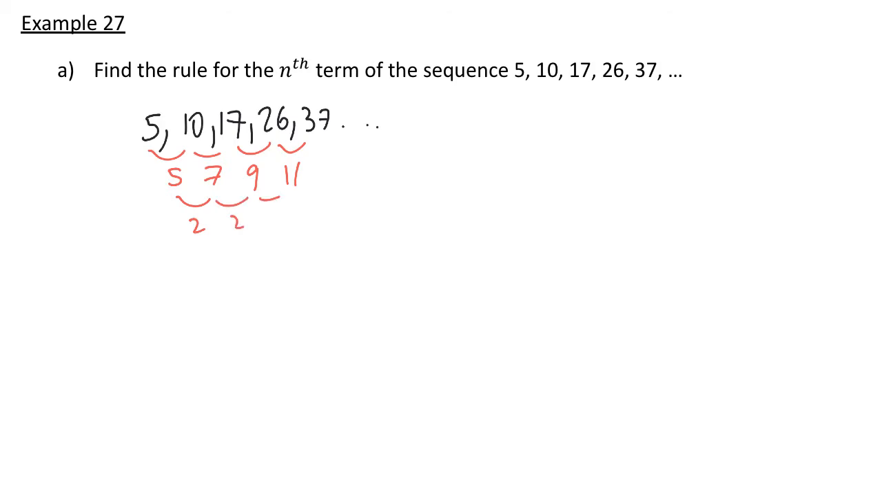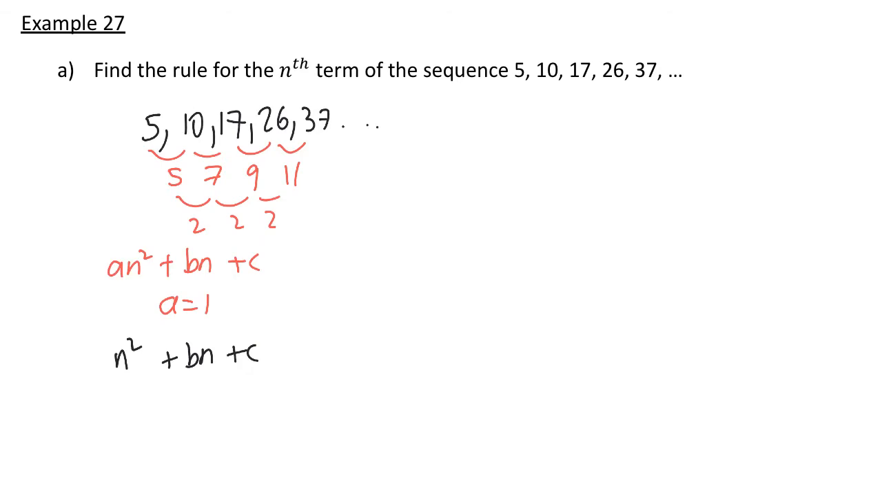The second difference is the same, it's 2 every time, so that means it's going to be a quadratic of an squared plus bn plus c. And what we know is that a is equal to 1 because it's half of the second difference. So that means our equation now is n squared plus bn plus c.